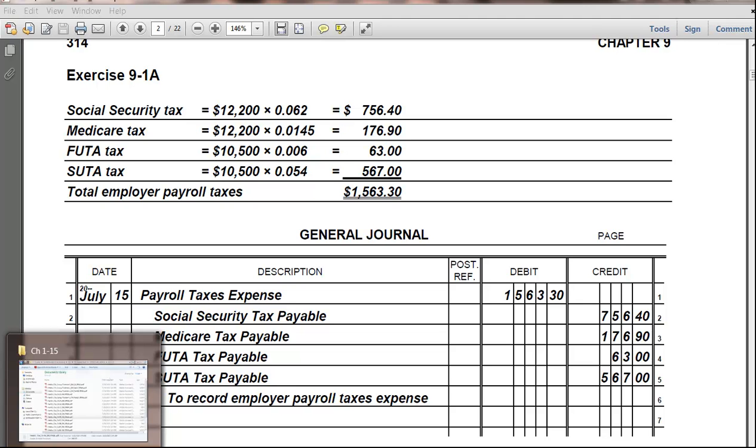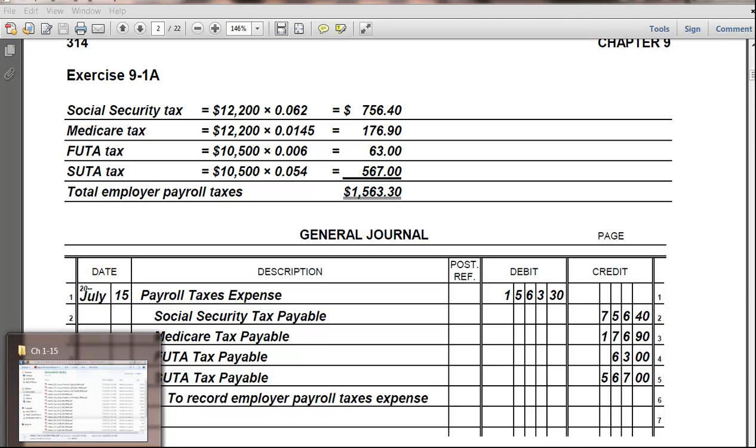Chapter 9, Example 1A, we're going to do the calculations and the journal entries for the employer payroll taxes. So in Chapter 8, we looked at the employee payroll taxes, and now we're going to look at the employer. So hopefully through the reading, you've determined that the employer also has to pay taxes in equal amounts of Social Security and Medicare. So the IRS ends up getting double of what we have calculated so far.